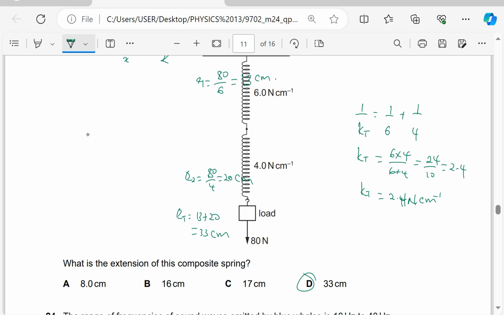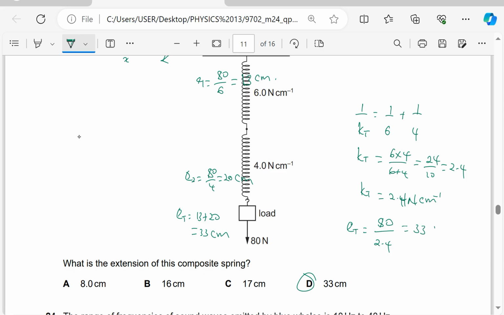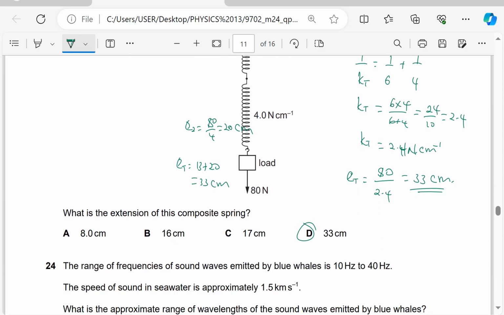That's total constant. So that means if I want the total extension, E total is going to be the load, which is 80 newtons divided by total constant, which is 2.4. So I can check. 80 divided by 2.4, that is 33. It is also 33 centimeters, so it means the answer is still D.